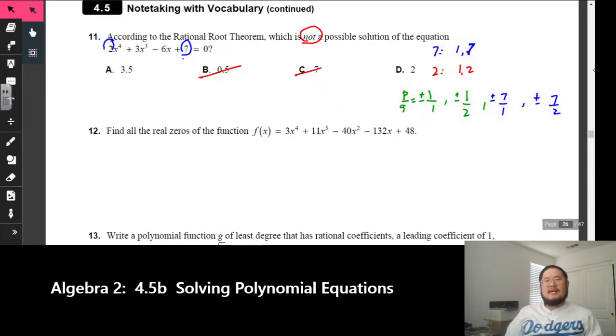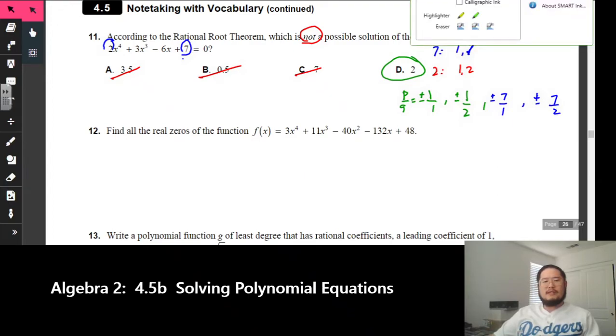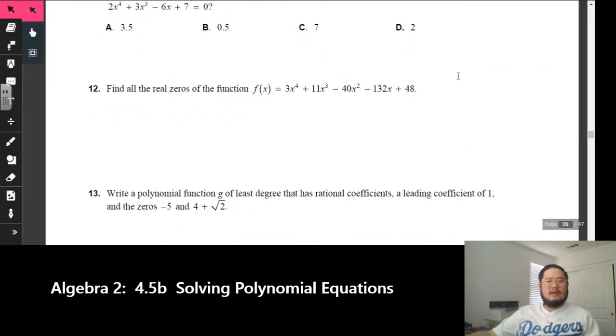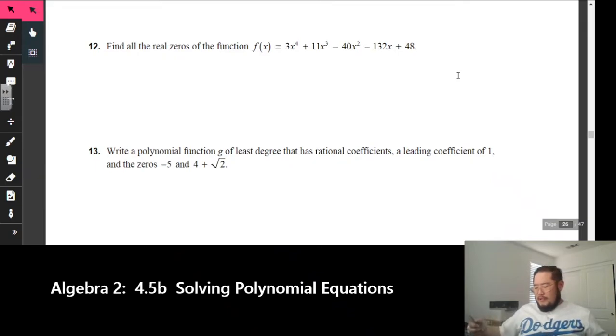We've got ourselves next up, plus or minus 7/2. That is 3.5. And I see 3.5 right here. So we have the number 2 all by itself, and that is not a possible solution of the equation. So that right there is step 1 to our adventure of finding solutions. So number 12 puts it all together.